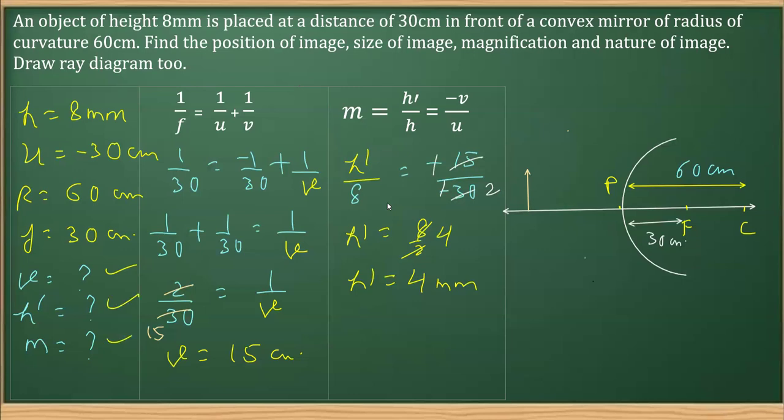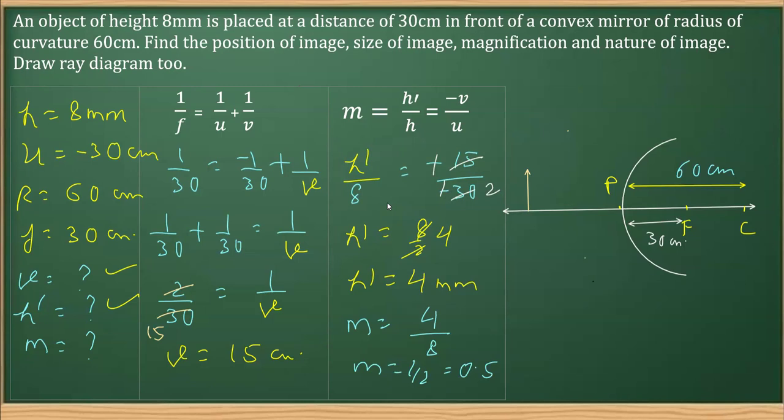Now next is magnification. Very clear. Magnification m is equal to h dash over h. So we'll find m here. M, which is h dash is 4, and h which is 8. So its ratio is 1 over 2, or you may write 0.5. Remember, this is a ratio of the similar quantities, therefore it does not have any unit.